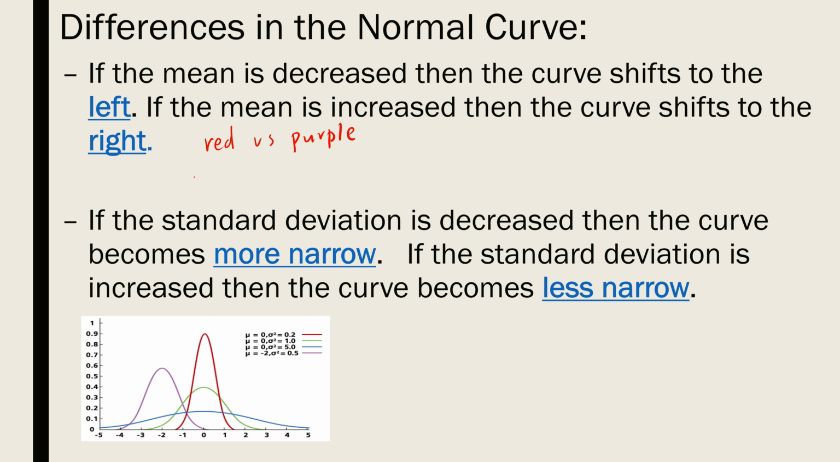The mean for the red curve is 0. It decreased to mu equals -2. So the curve shifts to the left.